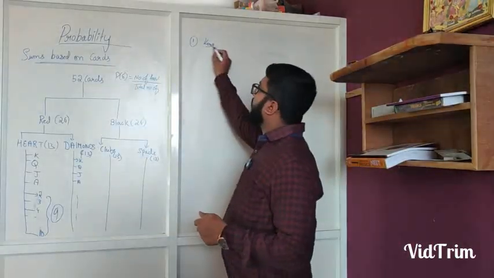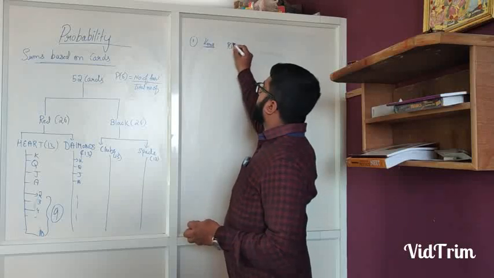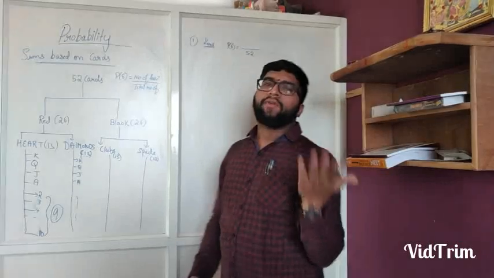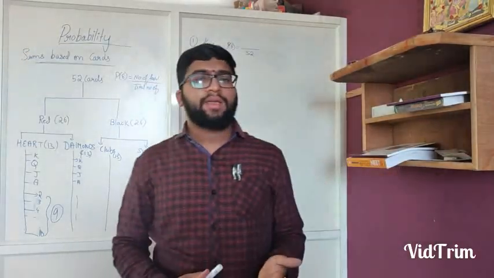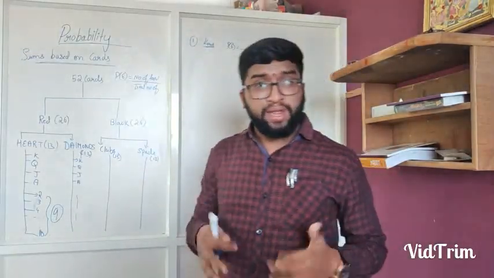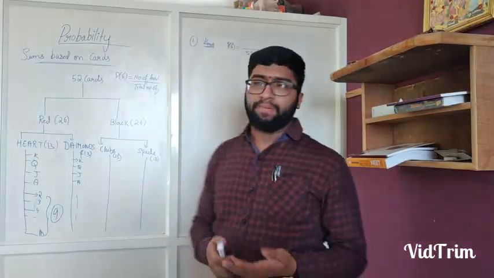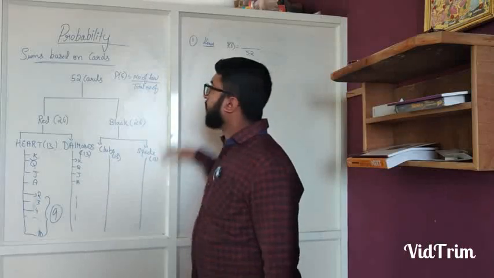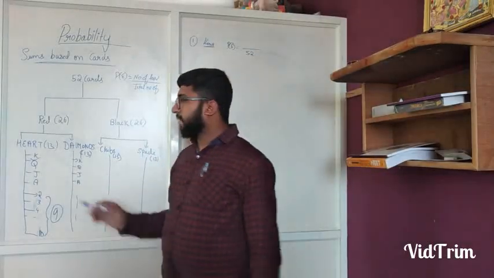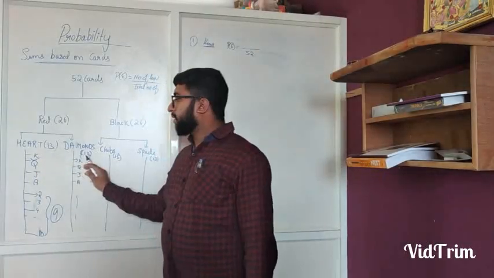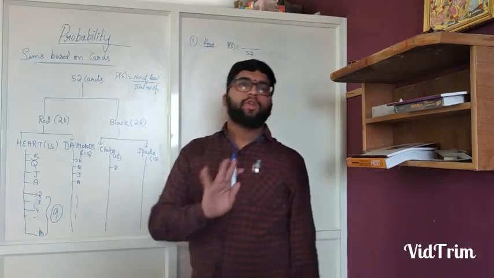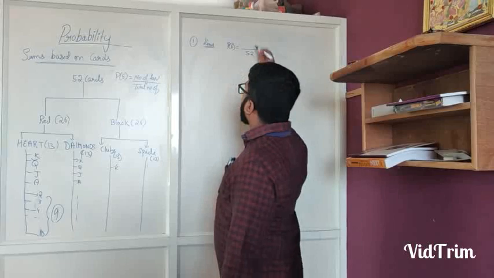So the total number of outcomes will be in the denominator. You have to write 52. What do you have to write in the numerator? What is our favorable outcome? To get a king is a favorable outcome. So how many kings are there? Here we are having one king, a second king, here a king, and here. Totally you will be having 4 kings. So write that 4.